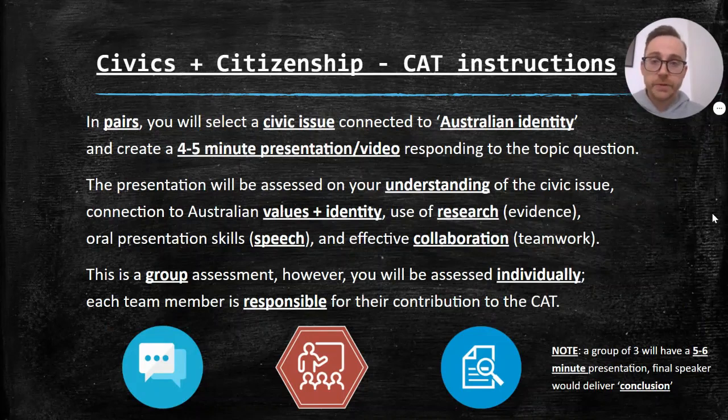Now, just a bit of a refresher on the CAT itself. So you guys should have, at this point, your pairs, your topic, connected to Australian identity, and you should know that you're creating a 4 to 5 minute presentation or a video responding to your topic question. Just a quick note down the bottom there as well. If you are in a group of 3, because you have an odd number of people in your class, your presentation will be expecting a bit more. It's not fair to assess a group of 3 and a group of 2 using the same amount of time. So a group of 3, we're expecting it to be a little bit longer, to have a little bit more detail. So you're probably looking at 5 to 6 minutes, I would say.